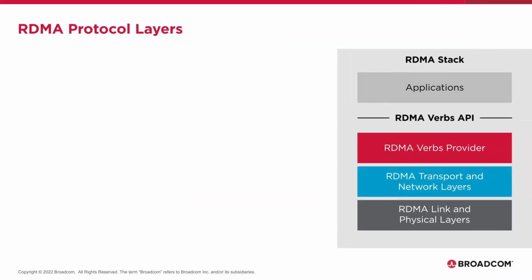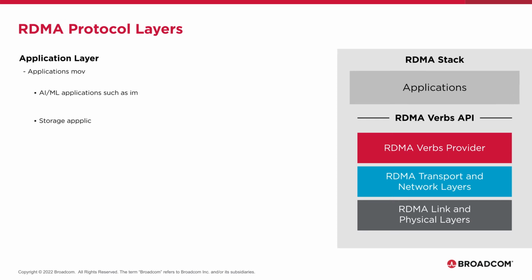Let us now take a look at different RDMA protocol layers. At the top, there are applications that make use of the RDMA stack below them. RDMA is highly suited for applications that move massive amount of data across CPUs on different hosts. Examples of these applications are artificial intelligence and machine learning applications, such as image recognition and product recommendations. Storage apps such as VMware vSAN are also suited for RDMA.